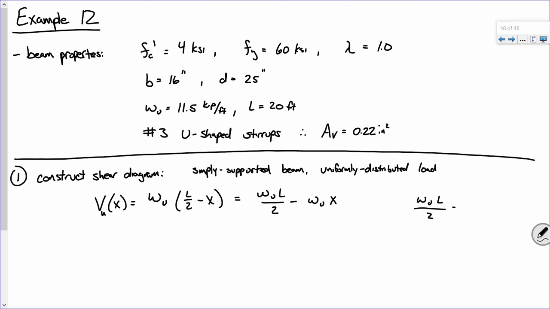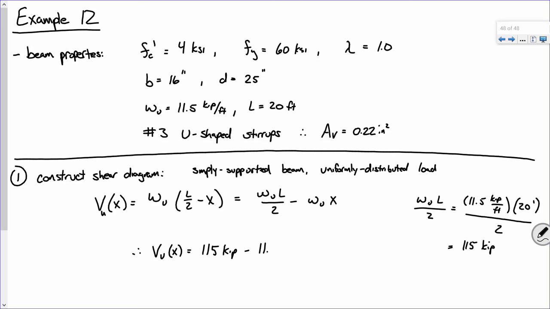So what I'm going to do off to the side is calculate wL over 2, which is 11.5 kips per foot times 20 foot over 2, which is what? 115. So, therefore, Vu at some distance X is 115 kips minus 11.5 kips per foot times X. Is that a fair point?